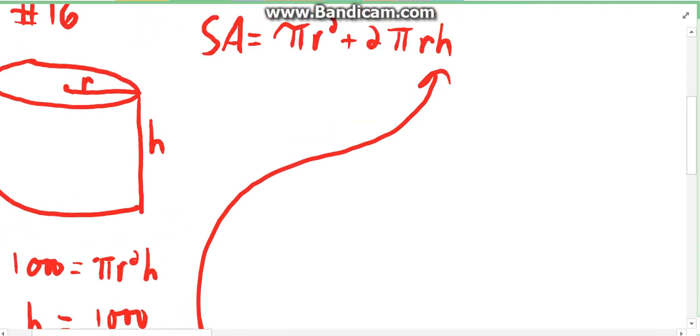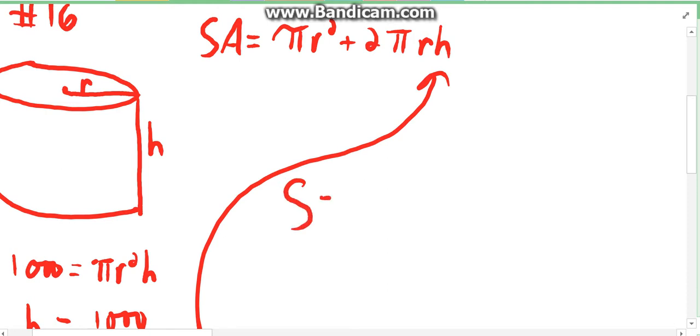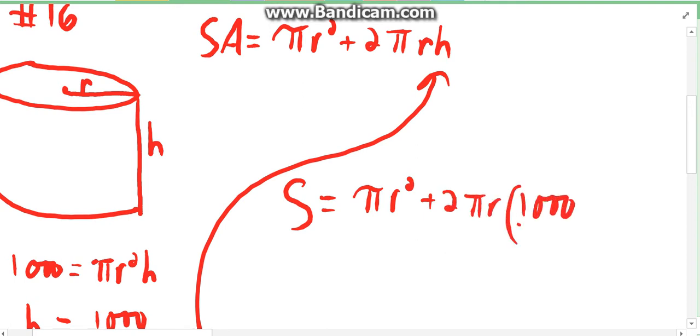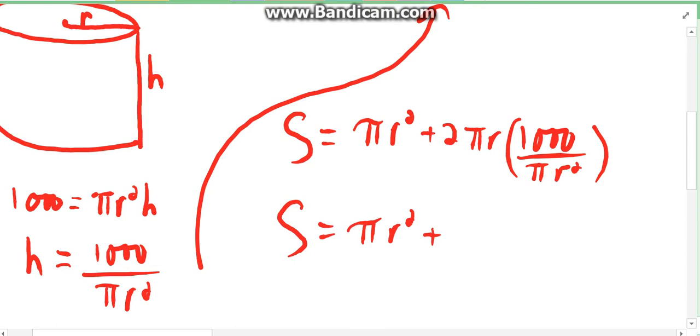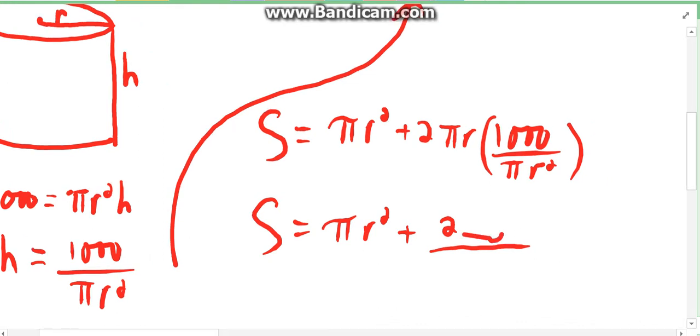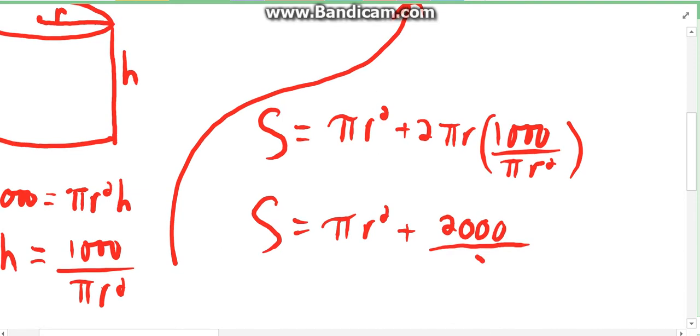That's going to turn my surface area equation, which I'm just going to call S, into pi r squared plus 2 pi r times 1,000 over pi r squared. And it cancels out. This simplifies down a pretty good amount. So we're going to have pi r squared plus 2,000 over r. Did we get here? Some of us did. This stylus has been acting funny. 2,000 over r.